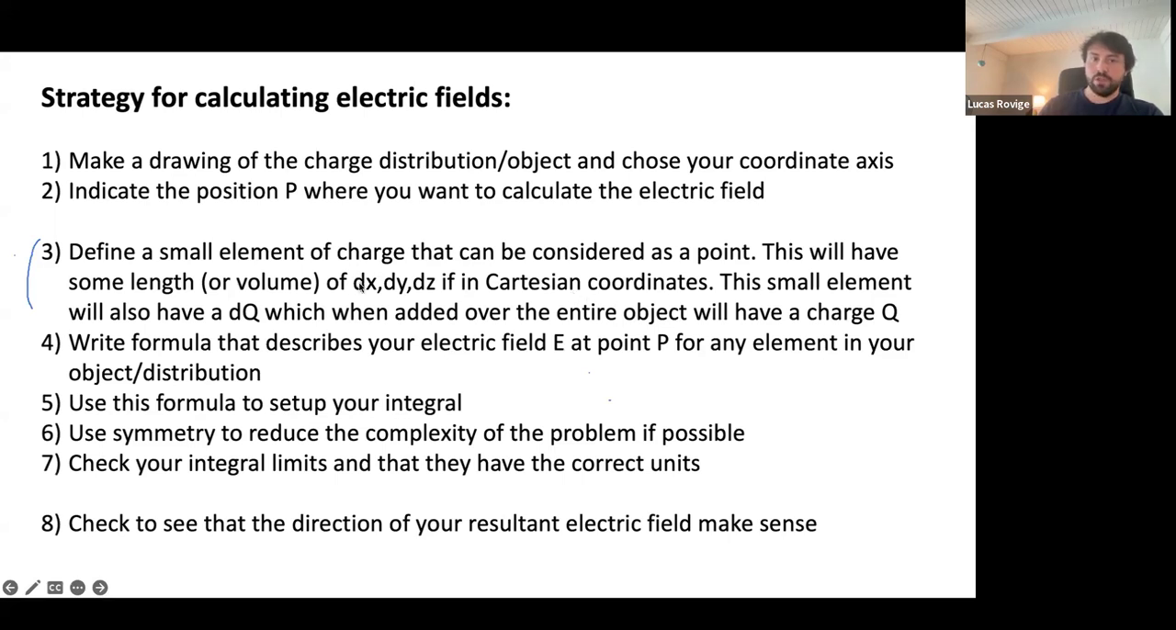But yeah, we have to define a small element that is general to the object. This small element will also have a small charge dq. And this dq, when integrated over the whole object, will give the total charge, large Q. And so once we have this small charge element from the system, we can define the electric field E at a point P that is caused by this small element of charge dq.